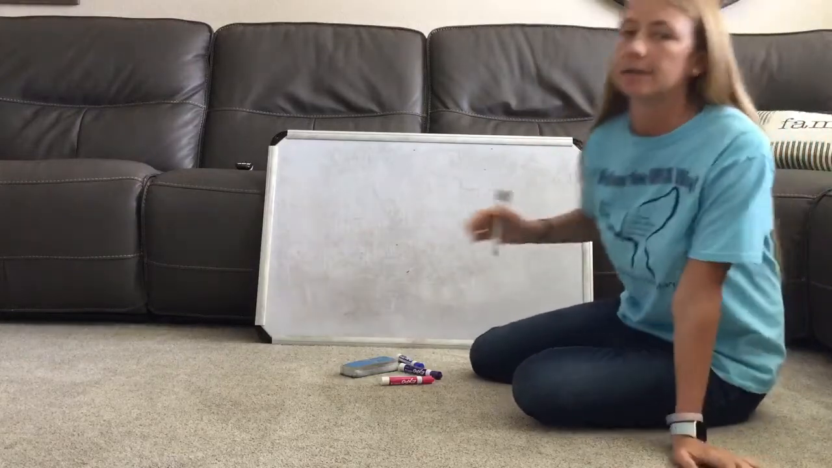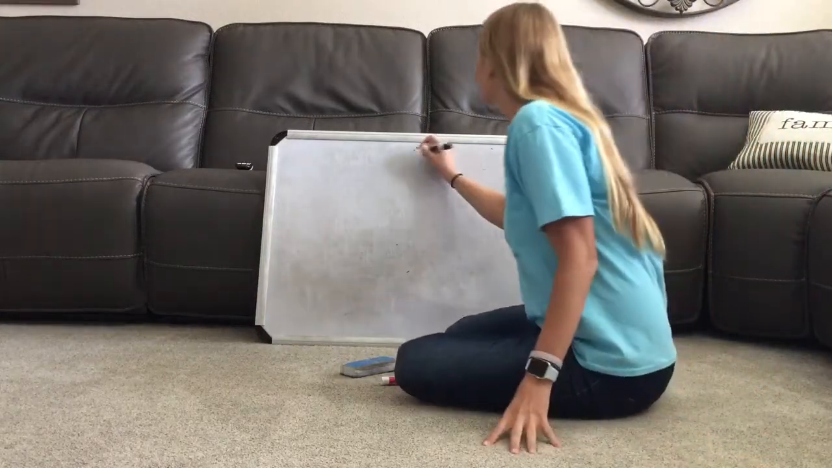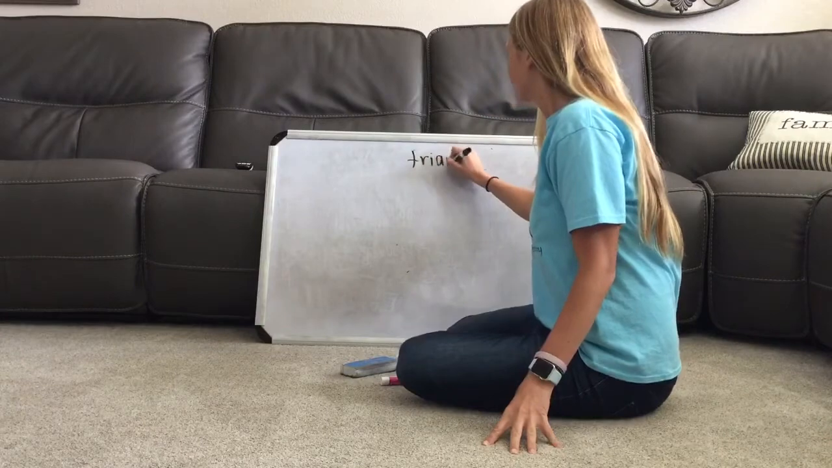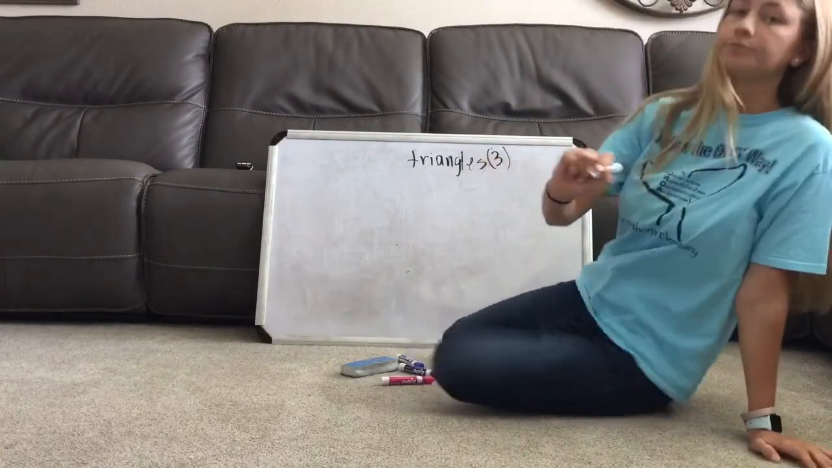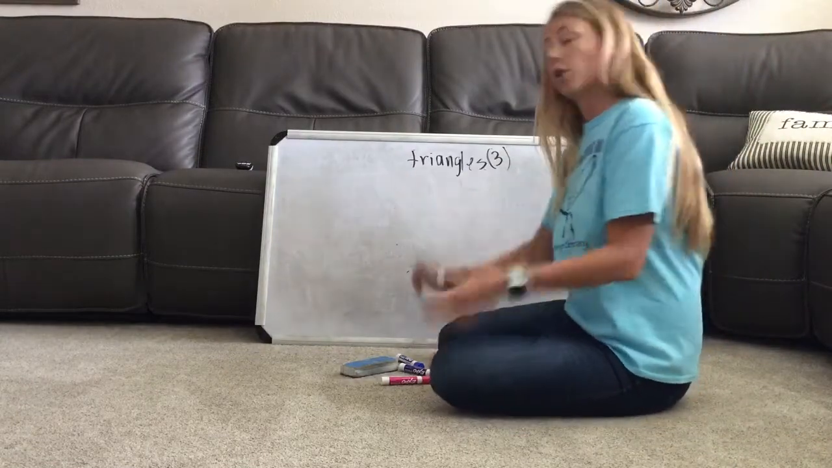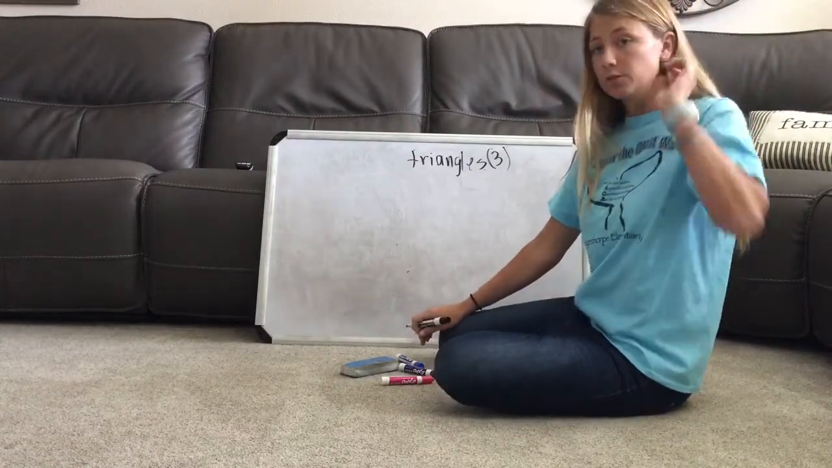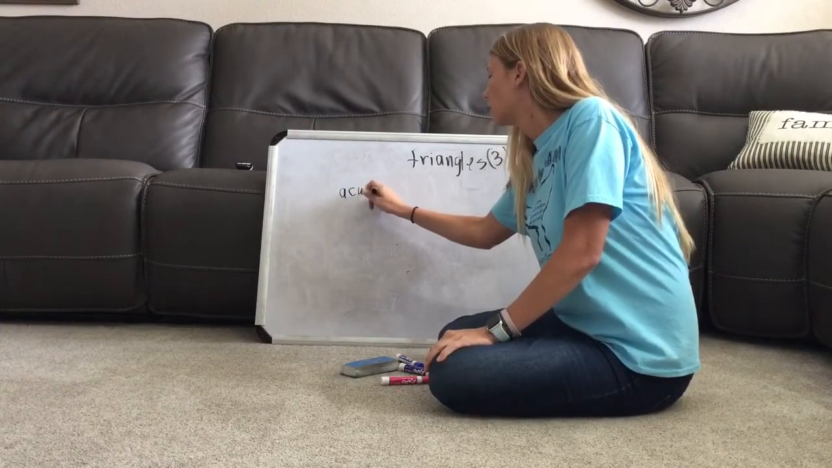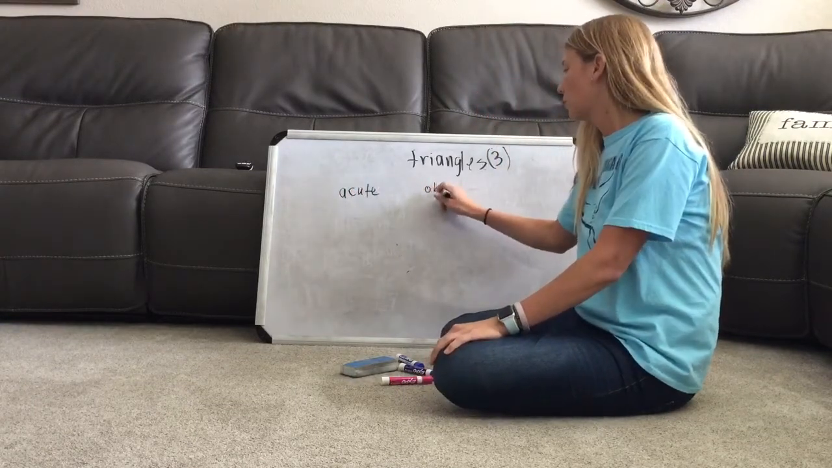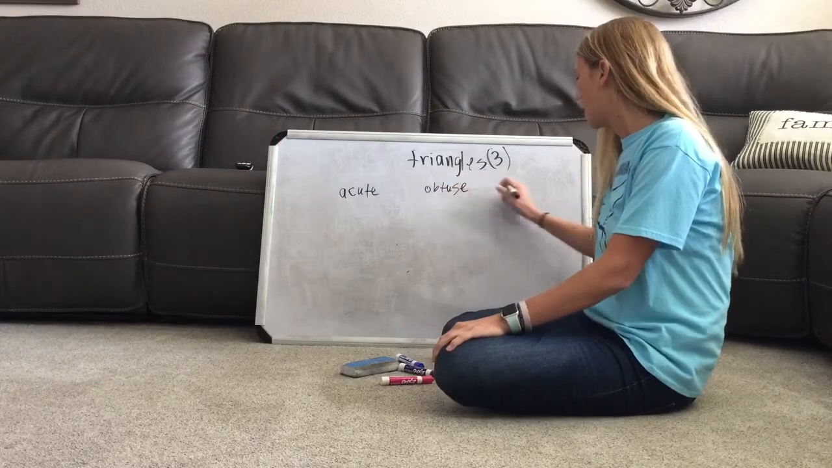Okay, so you can also classify triangles by angles. So we have 3 angles in a triangle. There are also 3 types of triangles when you classify them by angle. We have an acute triangle, an obtuse triangle, and a right triangle.